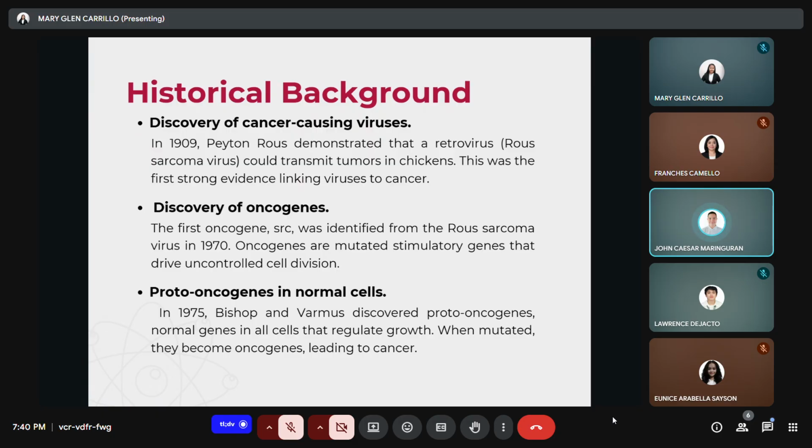Then by 1970, scientists found the first oncogene, called SRC, from the Rous sarcoma virus. Oncogenes are basically mutated genes that drive cells to divide uncontrollably. Then in 1975, Bishop and Varmus discovered that normal cells actually carry genes similar to oncogenes. These are called proto-oncogenes. Normally, they control cell growth, but when mutated, they become oncogenes and can cause cancer.